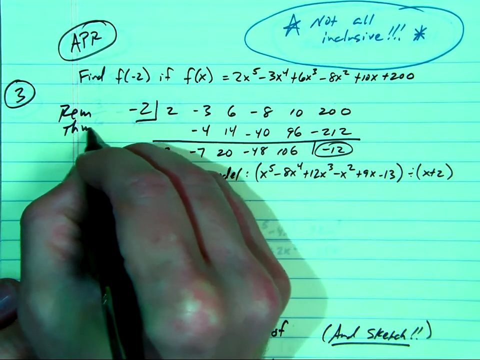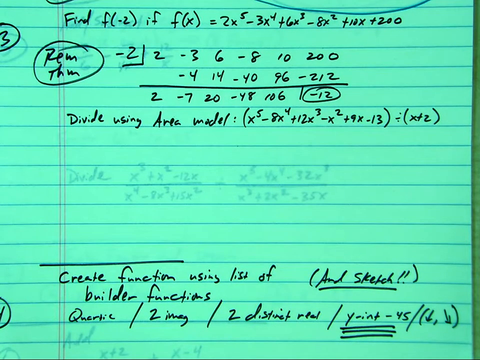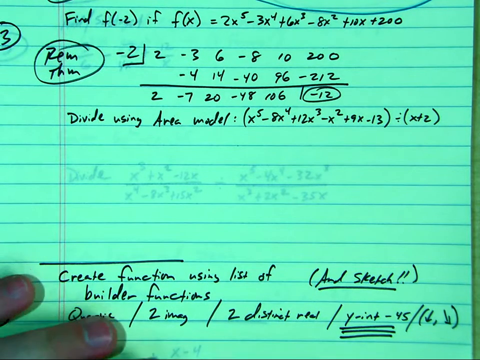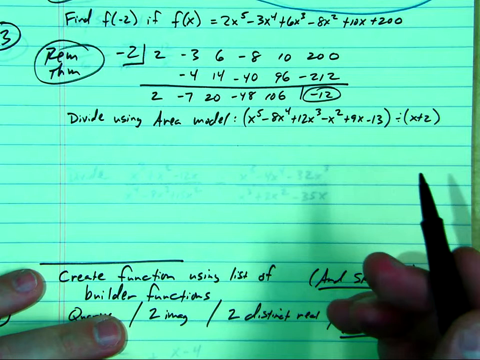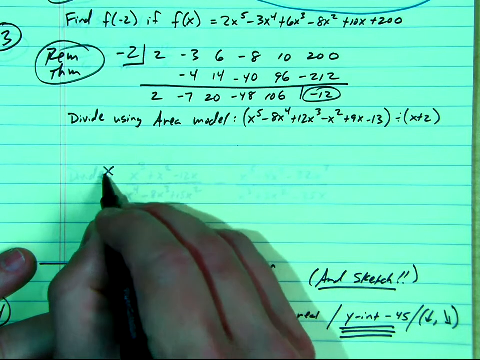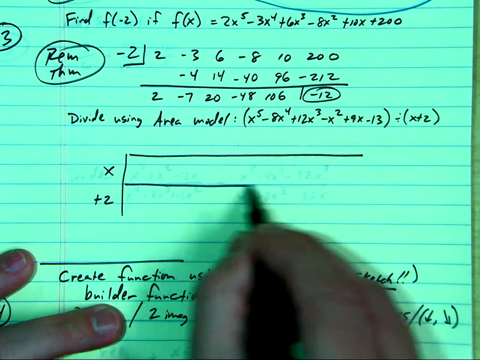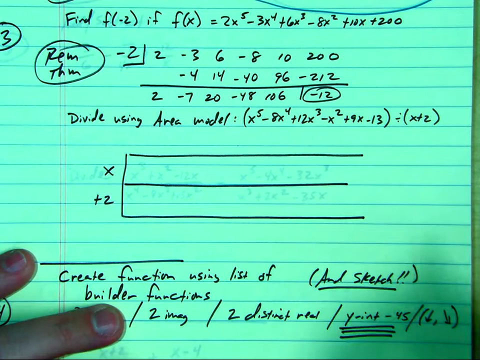Now, let's do this divide using an area model. When you look at the previous video and you see the long division, you're going to see just how similar this is. I guess I could have used the same polynomials, but I didn't, so sue me. We're going to start off with x plus 2 on the side, and all you have to do is just draw your lines like this. You'll fill in the other lines in a minute.